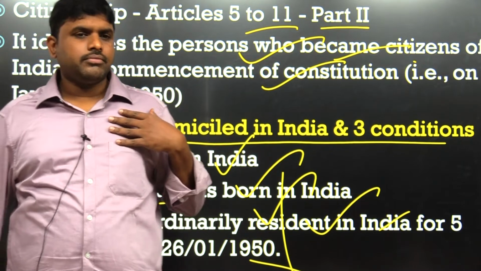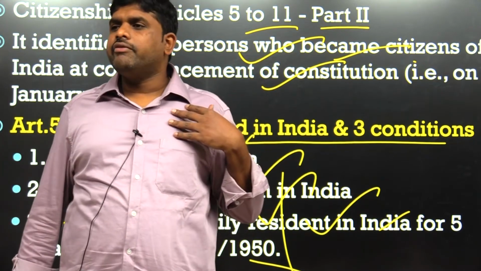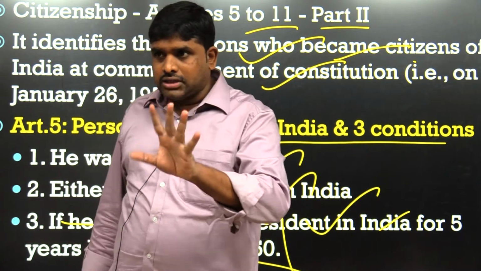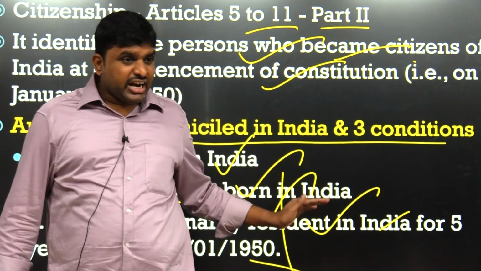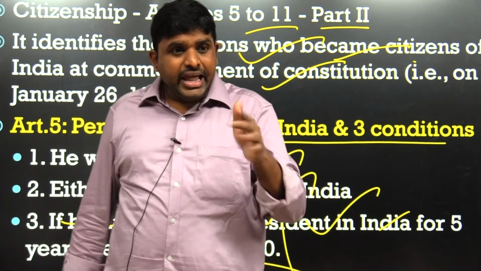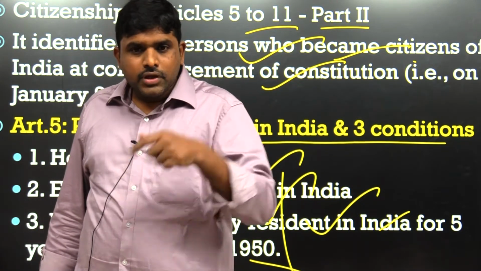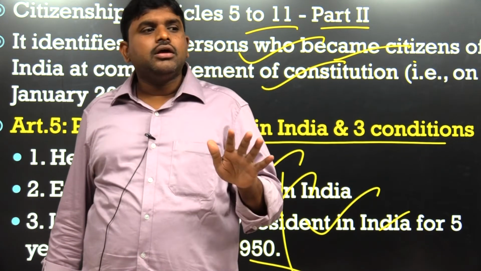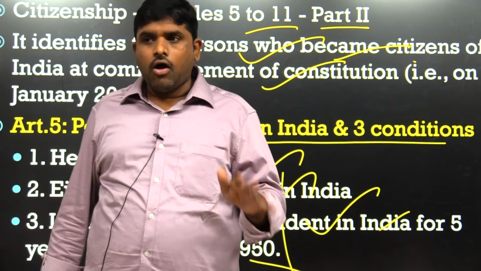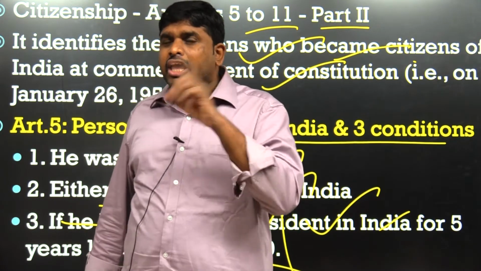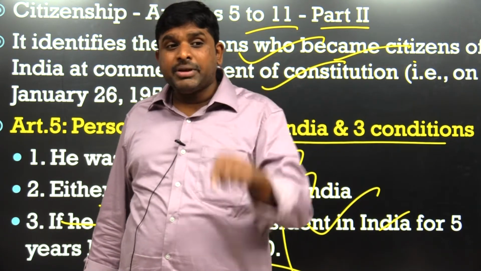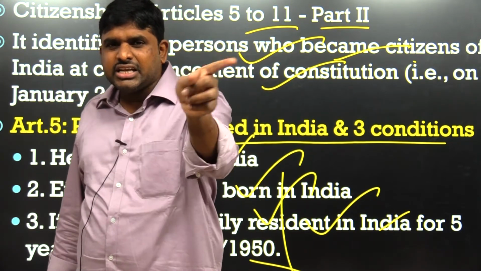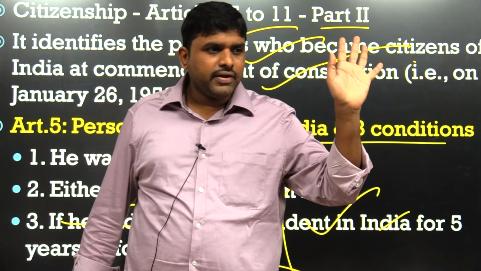It means on 26th January 1950, my birth should have happened, or else, one by one, on that day I should be present in India such that either of my parents is of Indian origin, or I should be present in India even if my parents are not, but I have been present in India for the last 5 years. If any one of these 3 conditions is satisfied, I will get the citizenship of India.